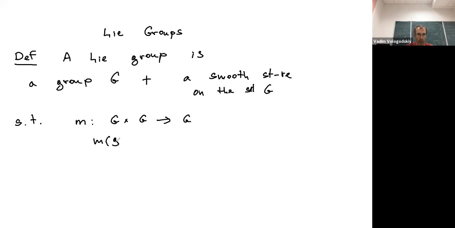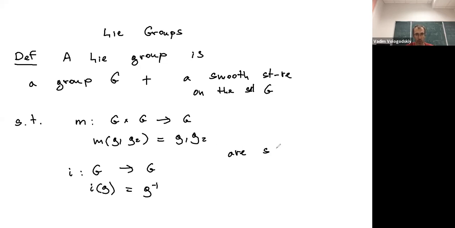The product map takes (G1, G2) to G1 G2. And secondly, you have the map I from G to itself, which takes a point g to g inverse. These two maps are smooth. So the product and inverse are smooth functions. So that's the most natural compatibility definition you can make. Okay, that's it.